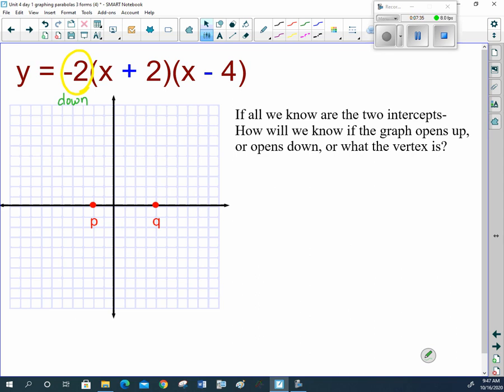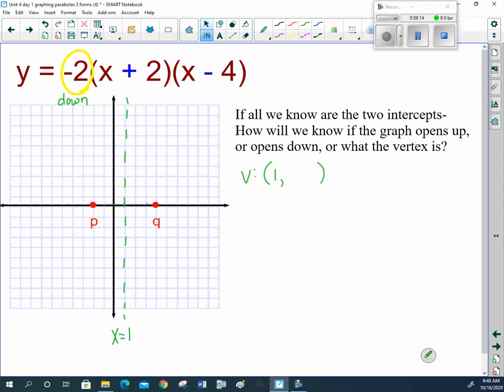We've graphed the two intercepts. Now remember, when you graph a quadratic, the parabola shape is symmetric. So you should know where your axis of symmetry is. If I look at p and q, they seem to be 1, 2, 3, 4, 5, 6 spaces apart. So the middle would be right here at x equals 1. That's my axis of symmetry. That's going to help me find my vertex. Remember, your vertex, just like in standard form, has to be on the axis of symmetry. So my vertex has x equal to 1.